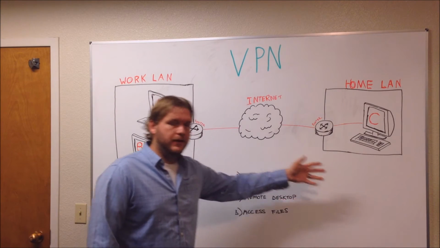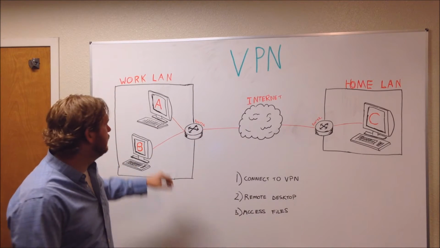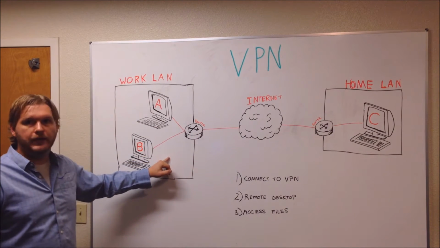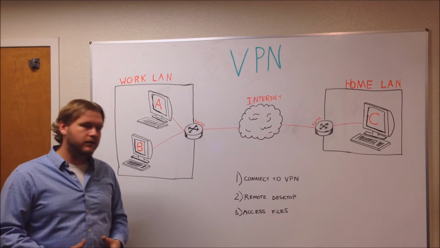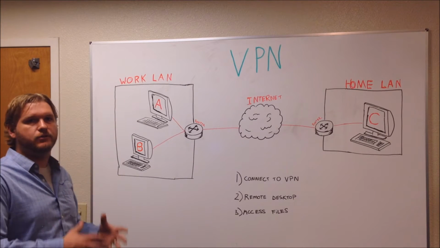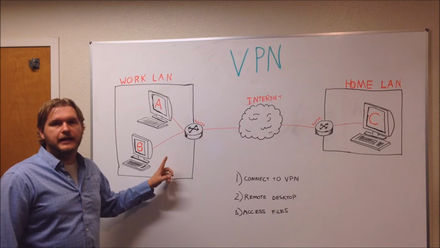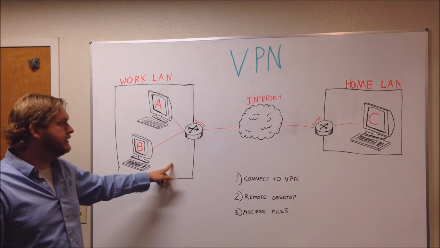So in this diagram we have three components. The first component is our work LAN. Now our work LAN is any computer or networking device or server inside of the physical building, and this would be like IDEA or Collision Services or Sid Savage.